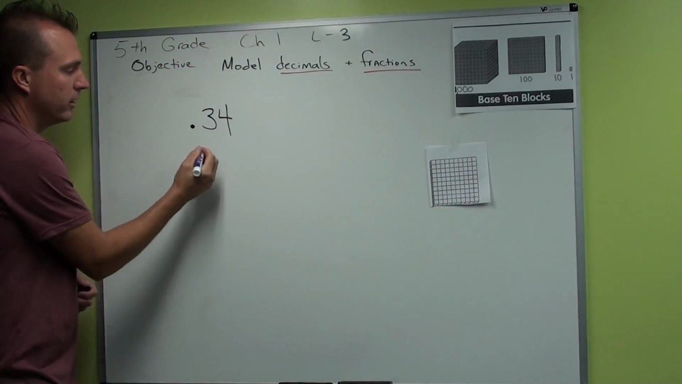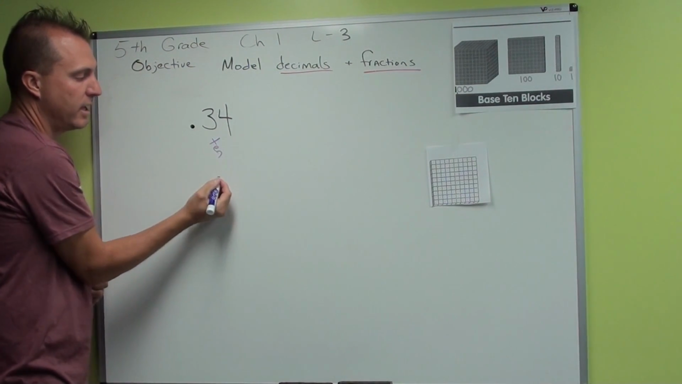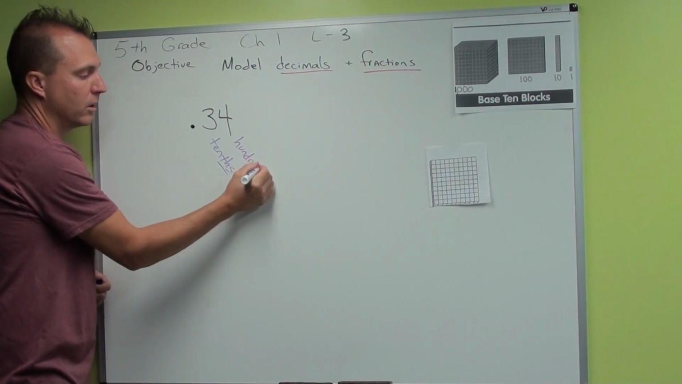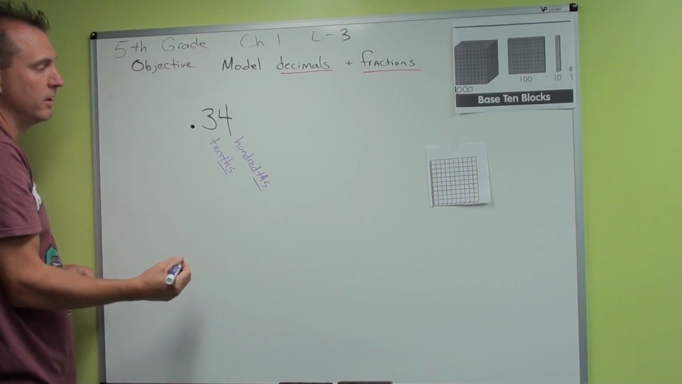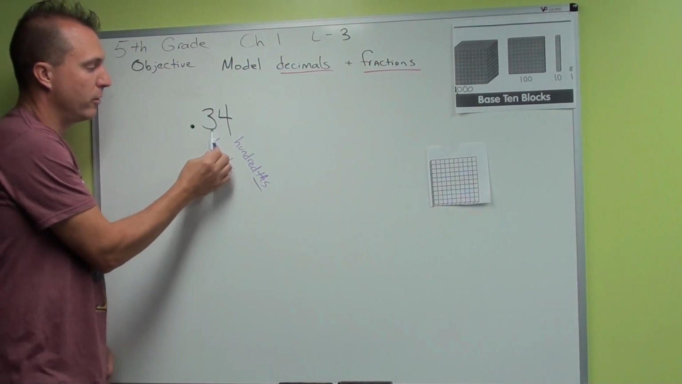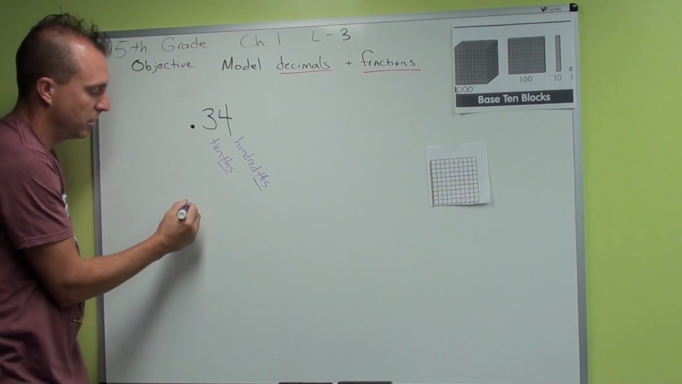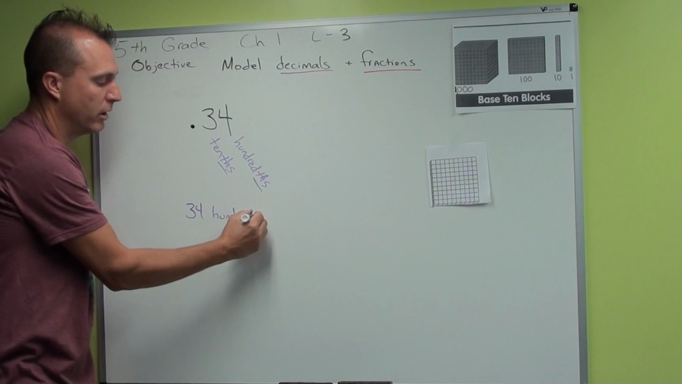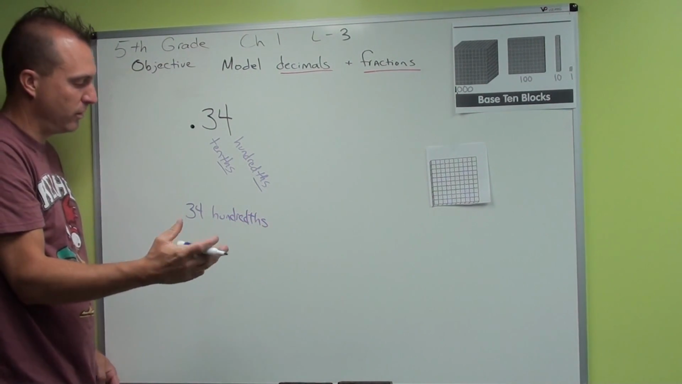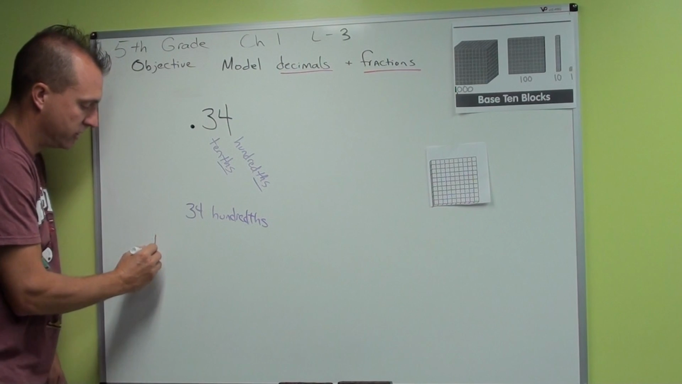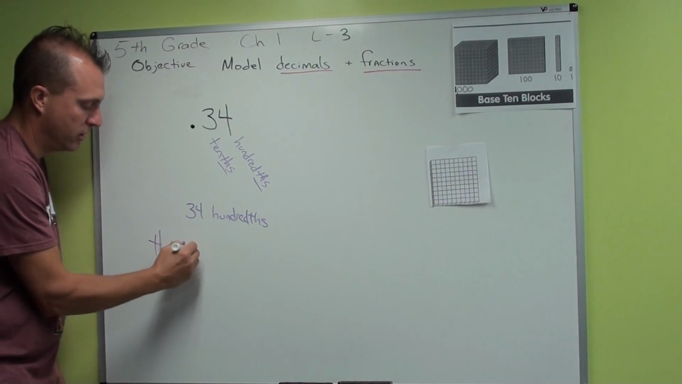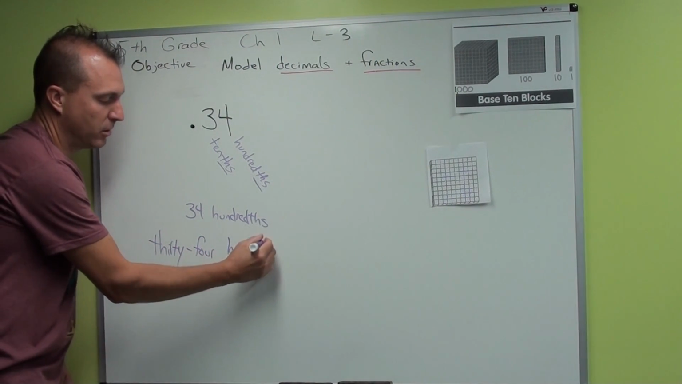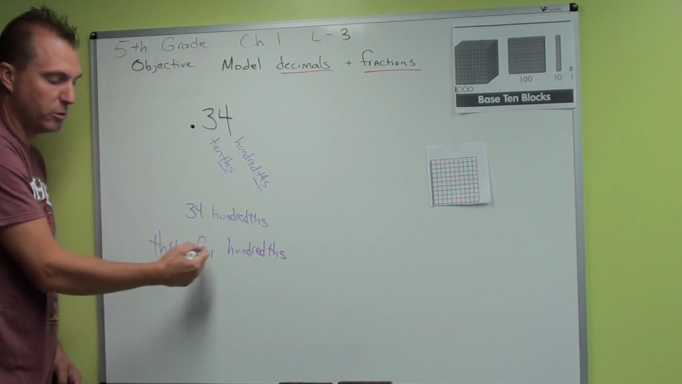Okay, so now we put in 3 is the tenths, 4 is the hundredths. So we would read this as 34 hundredths. So we write 34 hundredths. And if they asked us for word form, we would just write this out like this. Thirty-four hundredths. Okay, because that's something we already learned, word form. So we'll still be practicing that.